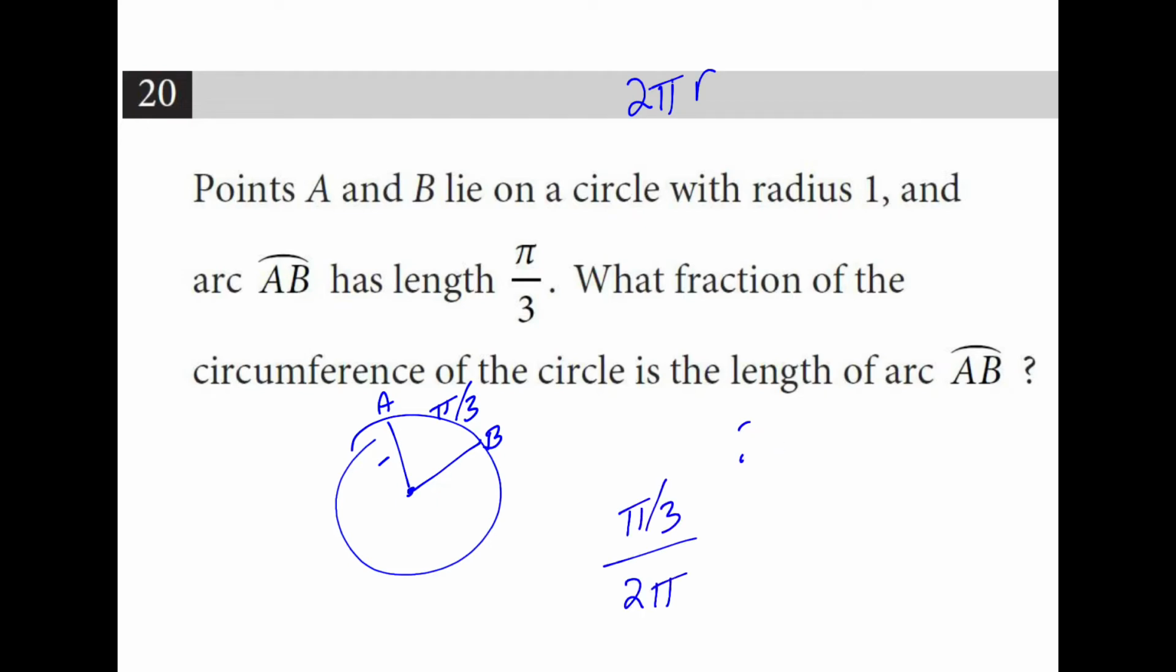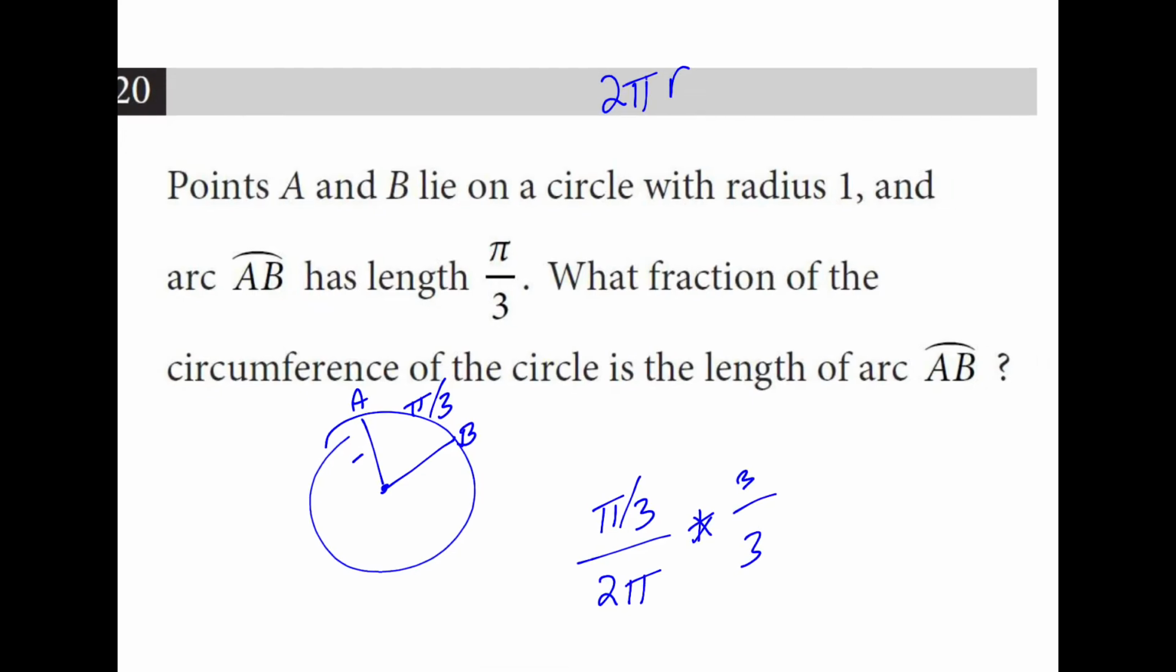If I want to find that fraction, I can multiply by 3 over 3. That might make it a little bit easier. So I have pi on top, and I have 6 pi on bottom. The pi's go away, and my fraction is 1 out of 6.